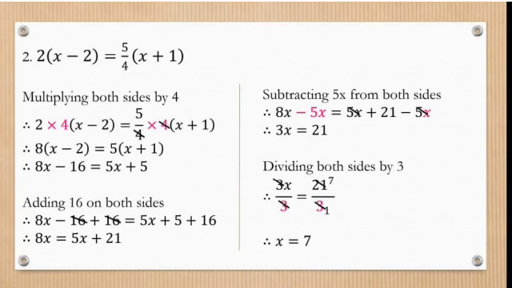So what are you going to do? You are going to subtract 5x from both sides. So 8x minus 5x is equal to 5x plus 21 minus 5x. So 8x minus 5x is what? 3x. Correct. And on your right hand side 5x gets cancelled. So what is left? 21. So 3x is equal to 21.